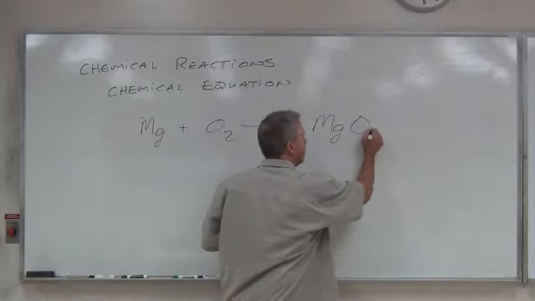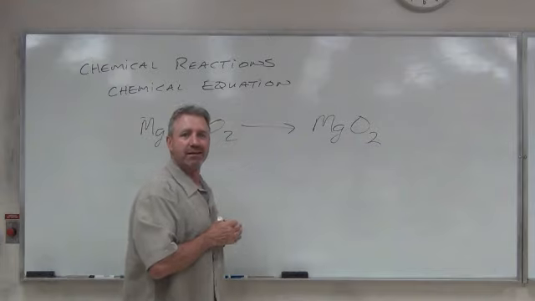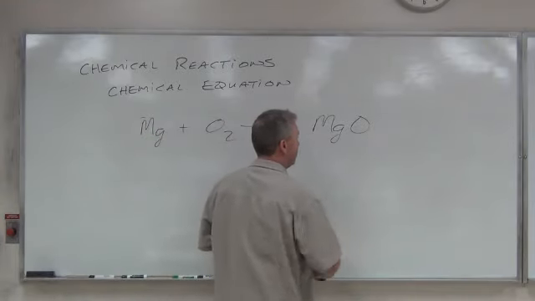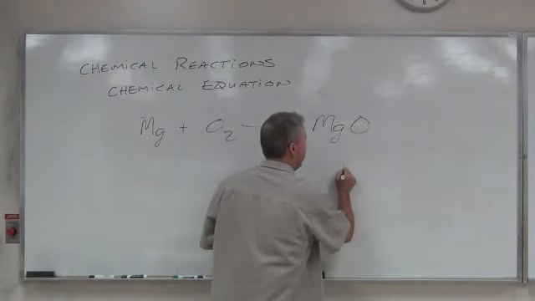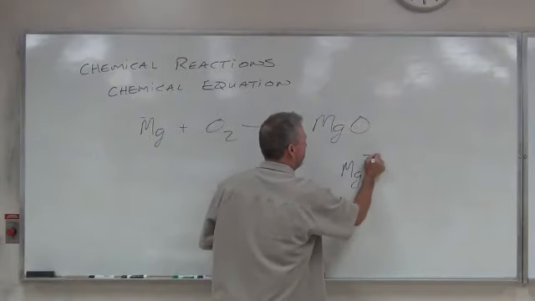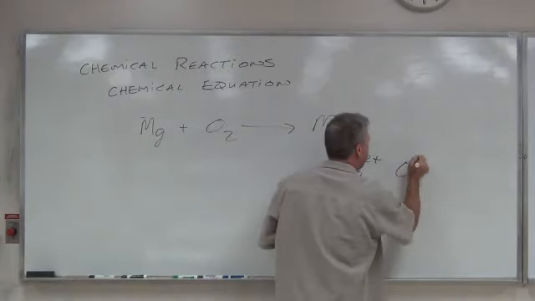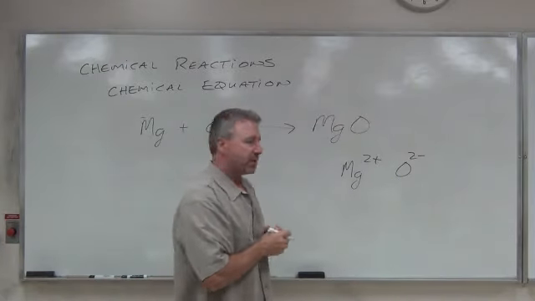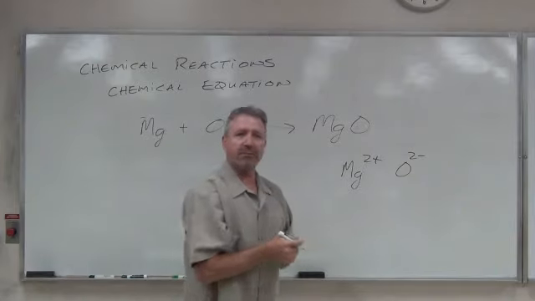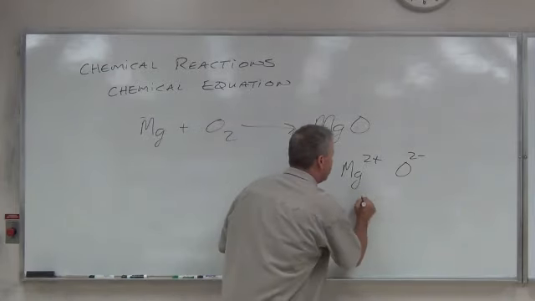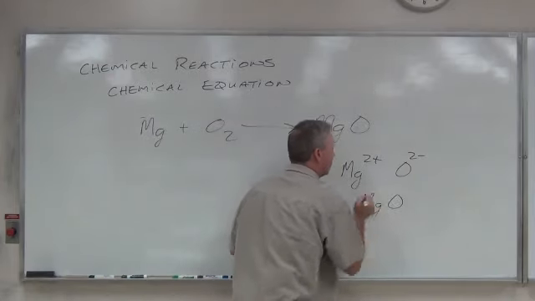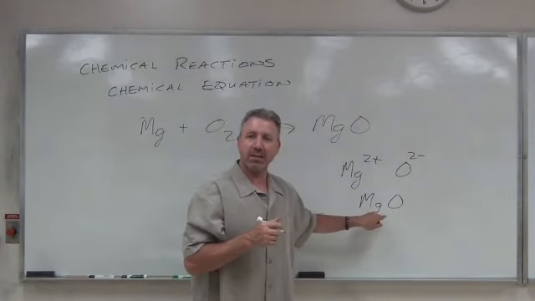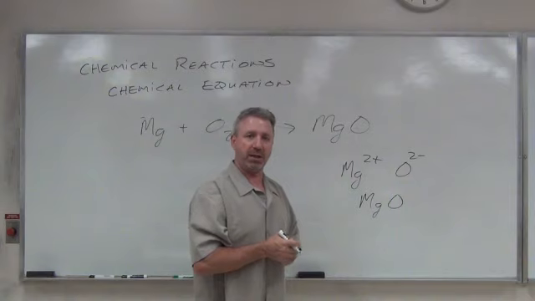Can we go like this? No, you can't go like that, can you? Because remember where this comes from. This is magnesium, 2+, it's in group 2. And it's oxygen, group 6, which is 2-. So when we're making the formula, they're balanced, they're neutral right there. One magnesium, one oxygen. We can't change the number and types of elements within the formula.